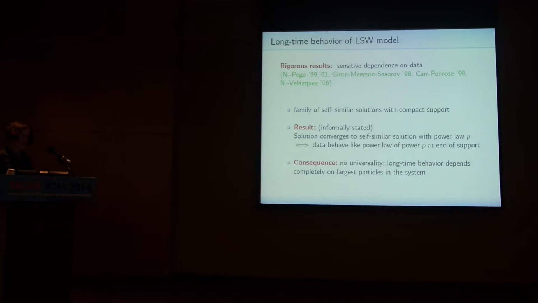So the outcome is that the long-time behavior within the LSW model is not at all universal. Any of the self-similar solutions can appear as a long-time limit, and roughly speaking, the solution converges for large times to the self-similar solution with power law P. Remember, they can be distinguished by the power law at the end of the support. This happens if and only if the data behave like the power law of power P as well at the end. So as a cartoon of the dynamics, you can think that what basically happens is that you zoom in at the end of the support of your initial data. That's the only thing the dynamics are doing.